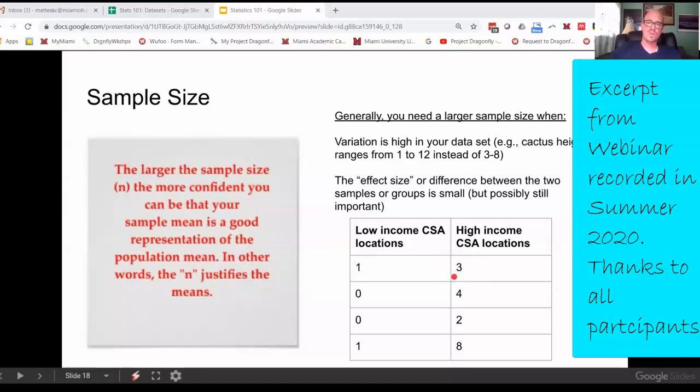Maybe this is a neighboring community or something. And then you go to the next, there's 0, there's 4 in the high income, 0 and 2. And then at this bottom one, oops, 1 and 8. Well, already you're starting to really see that there's a big difference here. You're probably not going to need 100 neighborhoods. You might be good with 15, as long as they're representative. They're not all from the same area, maybe they're from the region and spread out, right?